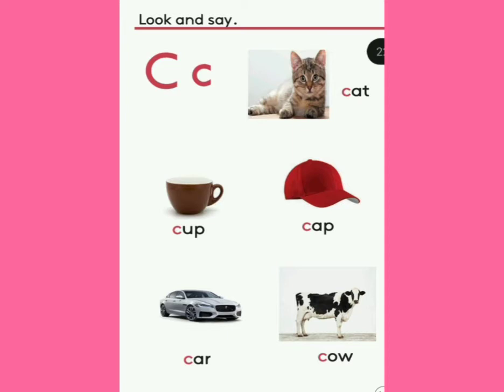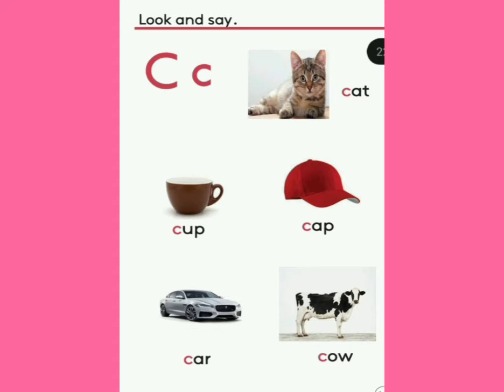Cat, cup, cap, car, cow. Children, now you have to read along with me. Cat, cat. The second word is cup, cup. The third word is cap, cap. The fourth word is car, car. And the final word is cow, cow. I hope the reading is very clear for you all. You have to read it around three to four times and practice perfectly.